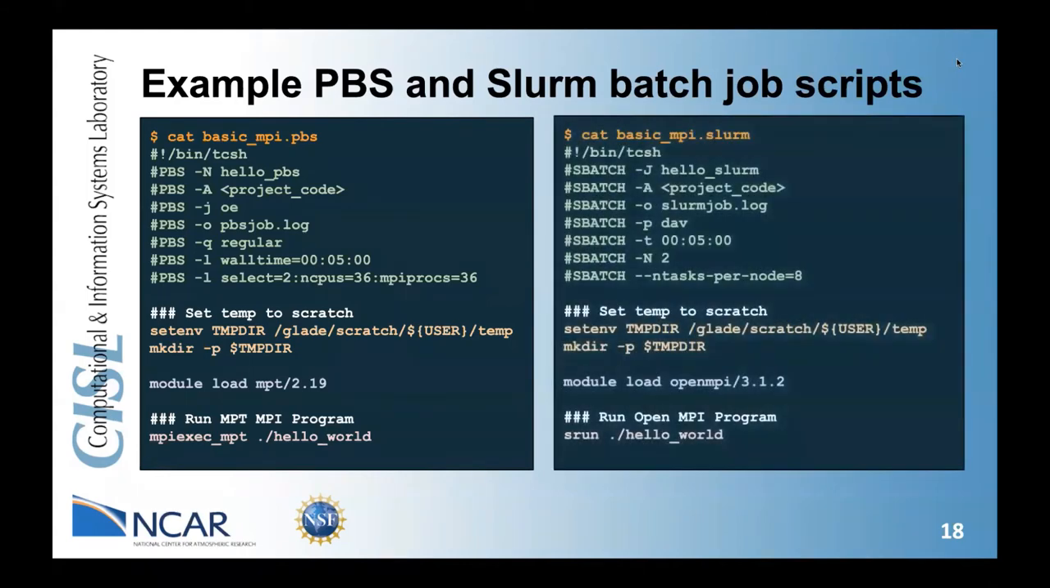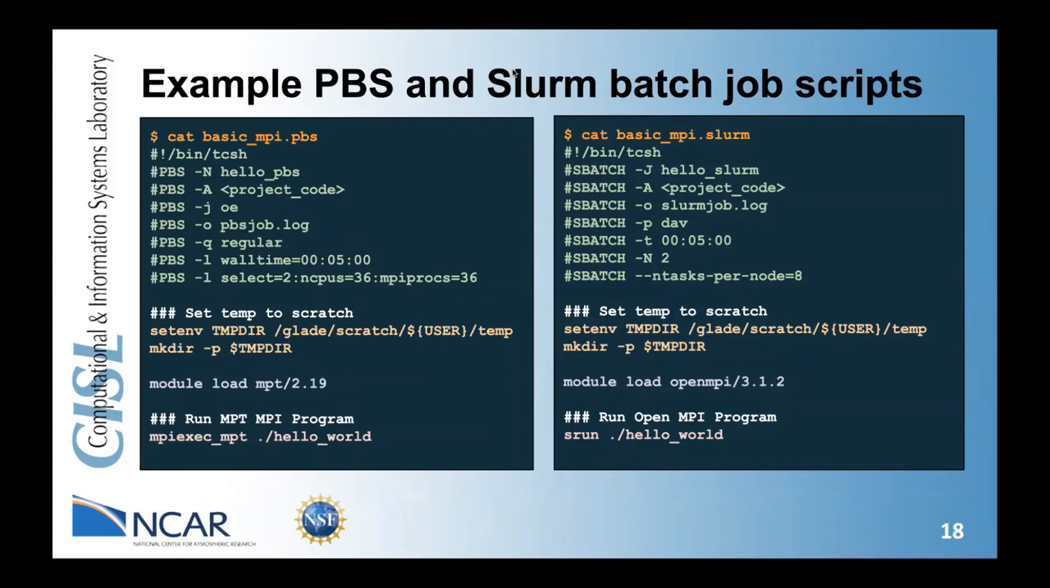Okay, and then here is sort of the equivalent syntax in Slurm. So you can see they're doing more or less the exact same thing. Slurm uses these sbatch commands that are analogs of PBS to accomplish the same stuff. So -J for the job name instead of -N. It's still -A for the project code, -o to name the output. -p dav, that's the equivalent of the queue over there.